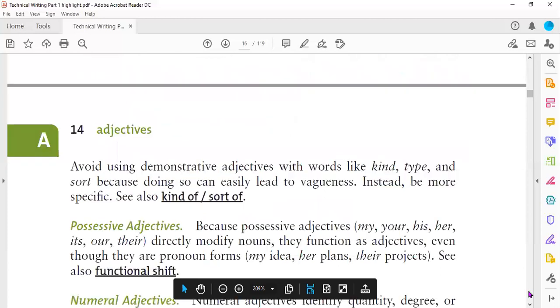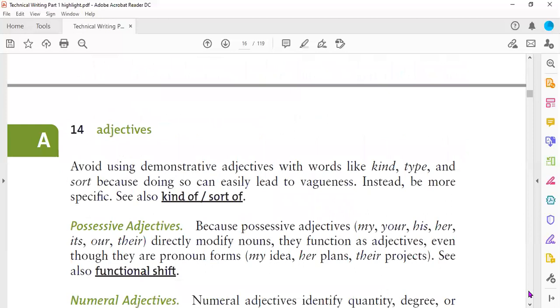Okay, avoid using demonstrative adjectives with words like kind, type, and sort, because doing so can easily lead to vagueness. Instead, be more specific. See also kind of, sort of. You just go to these pages and see what they are talking about.